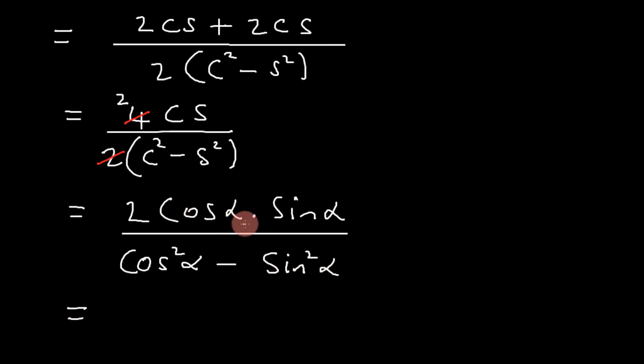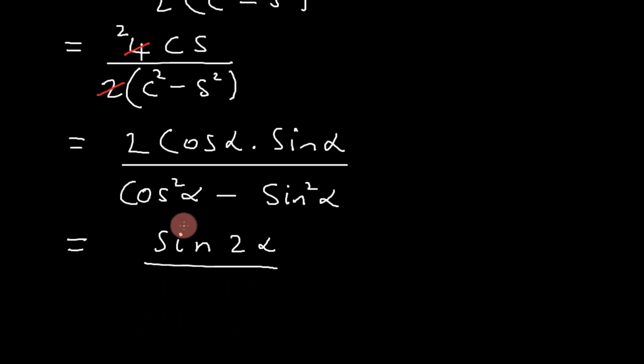Now, if you look carefully at the numerator, this is nothing but the expansion of sine 2 alpha. So the numerator is sine 2 alpha. The denominator, of course, is nothing but cos 2 alpha. Remember that cos squared alpha minus sine squared alpha is one of the 3 expansions of cos 2 alpha. And we know that sine over cos is tan, so this ratio reduces to tan of 2 alpha.